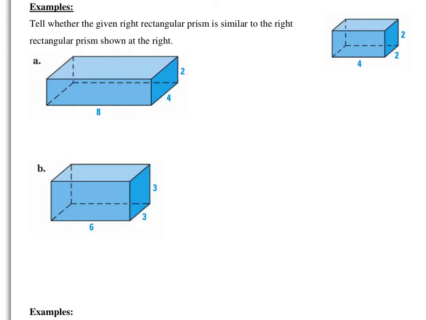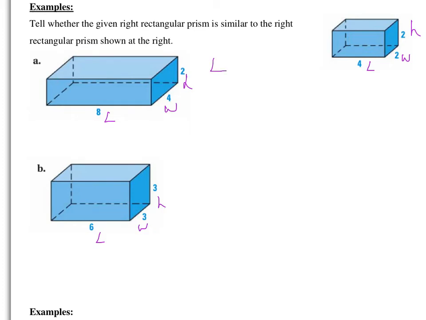On these, we're going to tell whether the prism on the right side is similar to this one, and then we're going to go back and figure out if it's similar to the second one. To help us organize, this can be my length, my width, and my height, and my length, width, and height, so I can compare them correctly.